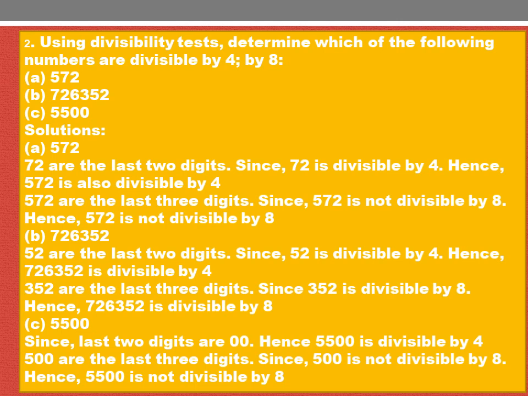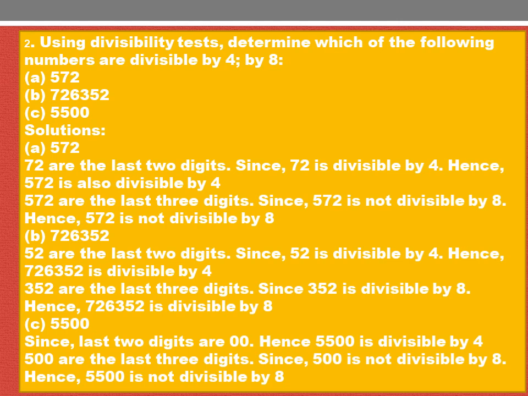Question number 2. Using divisibility test, determine which of the following numbers are divisible by 4 and by 8. Take the number 572. According to the divisibility rule of 4, if the last two digits are divisible by 4, then you can say the number is divisible by 4. So 72 are the last two digits. Since 72 is divisible by 4, hence 572 is also divisible by 4.